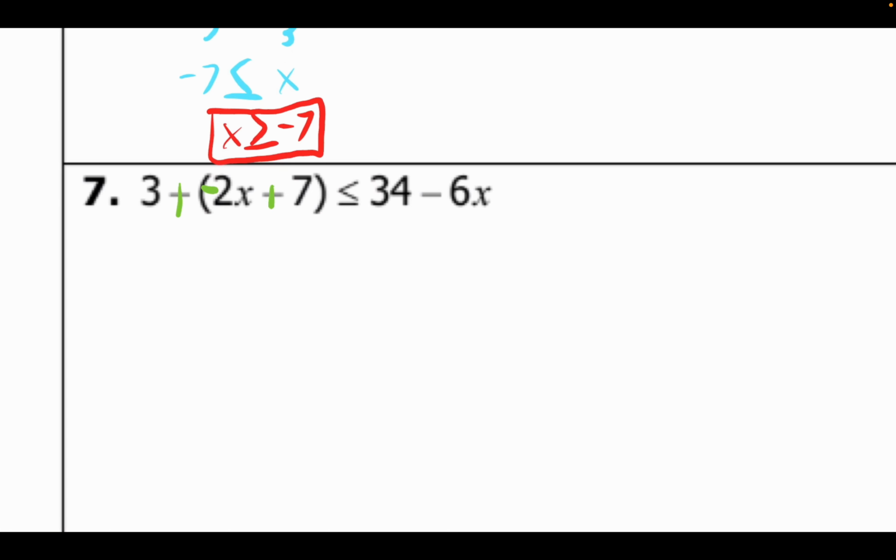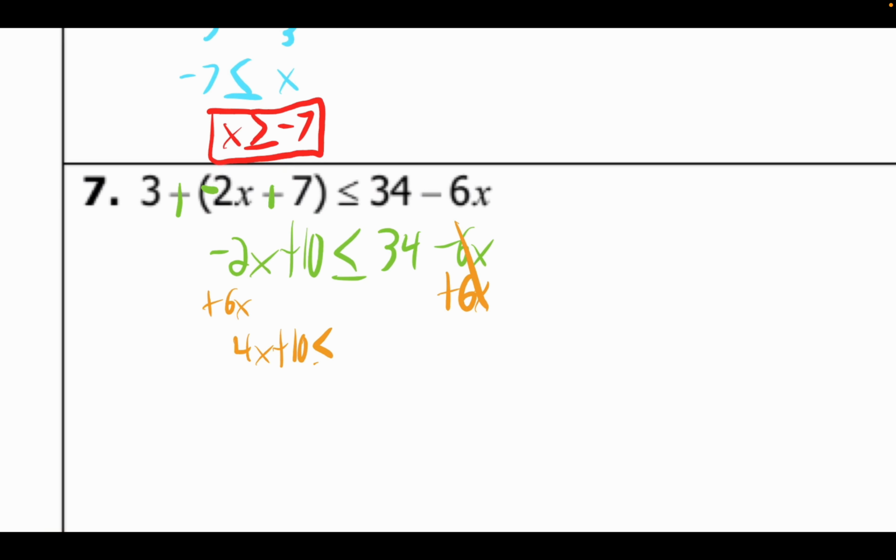Now I'm going to go and combine like terms on this side. 3 and 7 give me 10. So I have negative 2x plus 10 is less than or equal to 34 minus 6x. Now, my smaller variable, which is what I like to move again, is negative 6x, so I add 6x to move it over. And I get 4x plus 10 is less than or equal to 34.